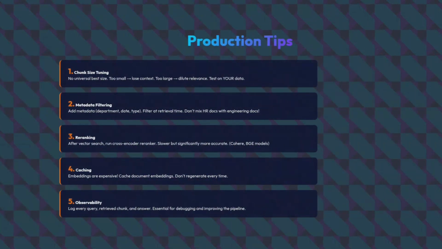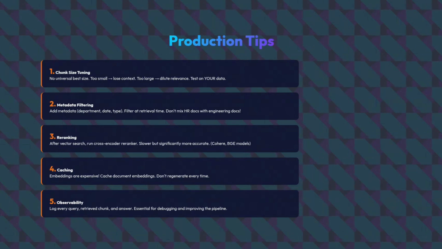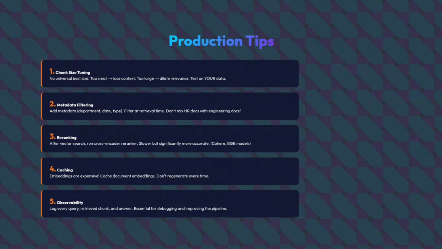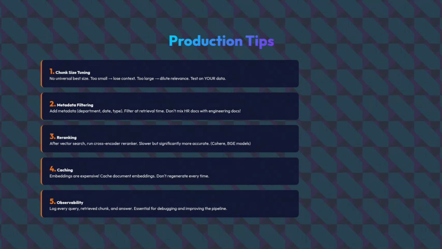Before you ship this to production, here are the gotchas I've hit the most. Number 1, chunk size tuning. There's no universal best size. Too small, you lose context. Too large, you dilute relevance. Test on your actual data.